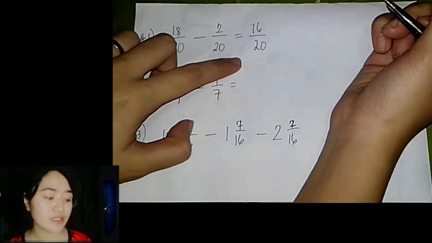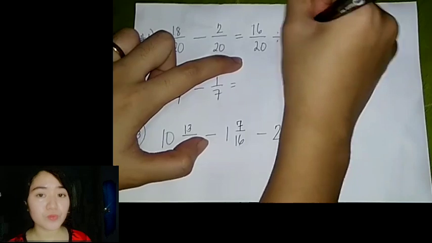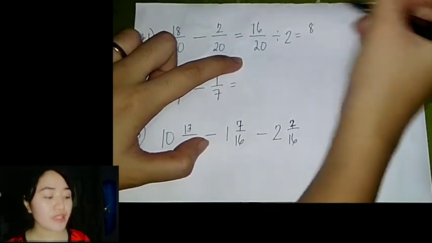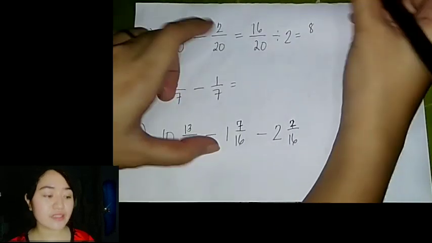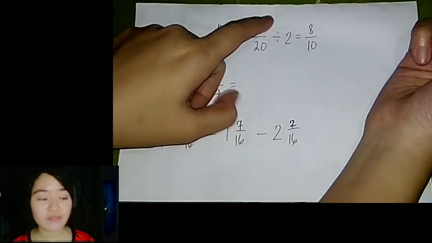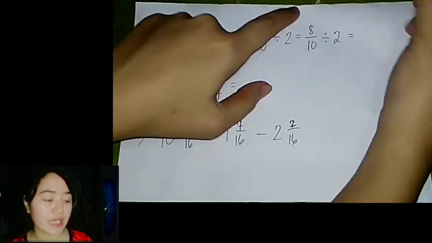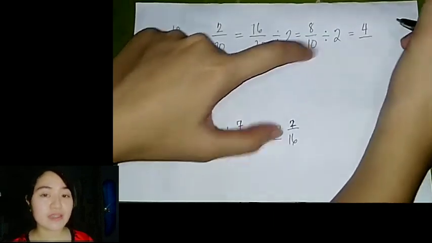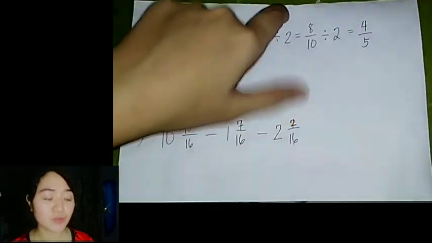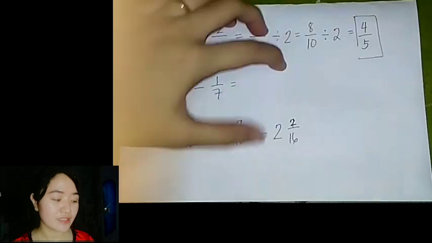So, kagaya niyan yung 16/20. So, let us assume na hindi pa natin alam yung greatest common factor niya. So, start tayo sa 2. So, 16 divided by 2, that is 8. And then, 20 divided by 2, that is 10. And then, yung 8/10, dyan mo mapapansin na pwede pa pala siyang ma-divide ulit sa 2. Ibig sabihin, hindi pa siya naka-simplest form. So, i-divide pa natin. 8 divided by 2, that is 4. And then, 10 divided by 2, that is 5. And then, ang final answer na is 4/5.